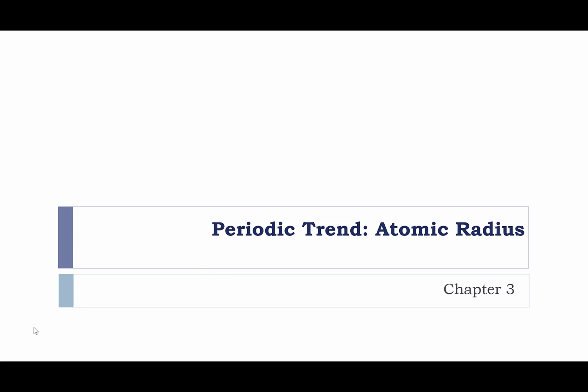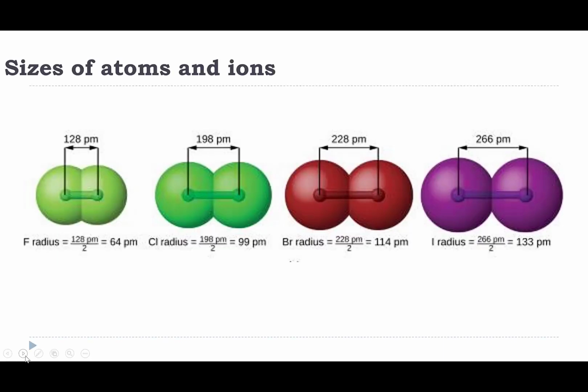Before we can talk about the trends, I need to at least define what atomic radius is. Atomic radius is the distance from the nucleus, the center of the atom, to the outermost shell, the valence shell. So the distance from the nucleus to the electron that is furthest away. That's our atomic radius. The bigger the radius, the further away those electrons are. The smaller the radius, the closer they are to the nucleus.